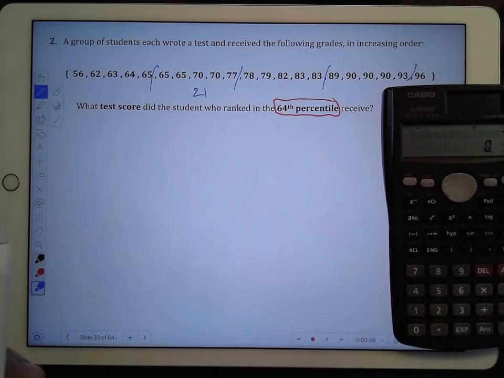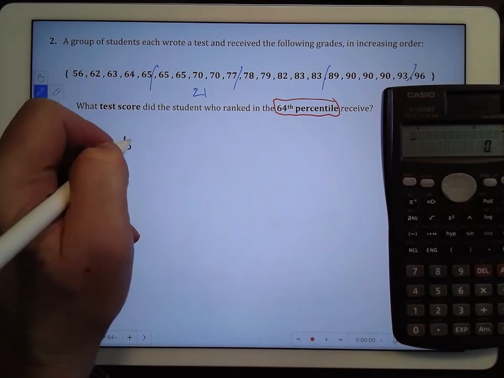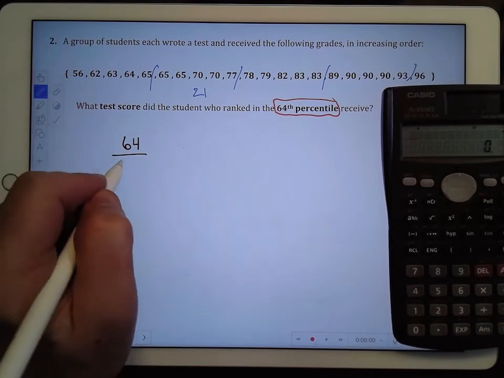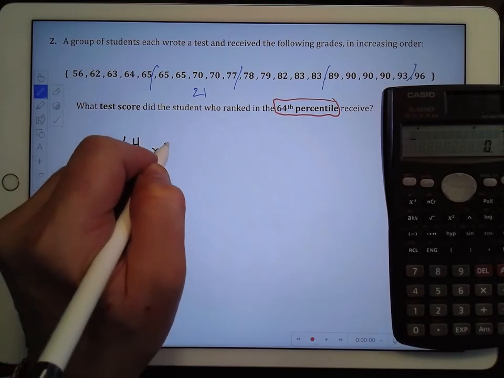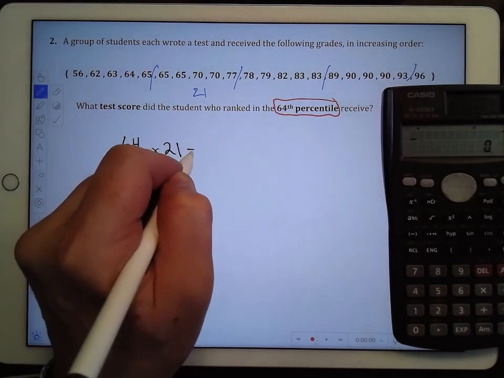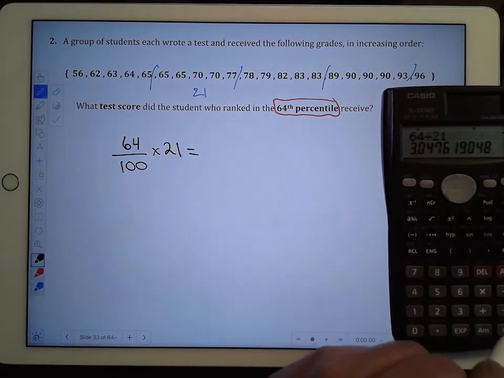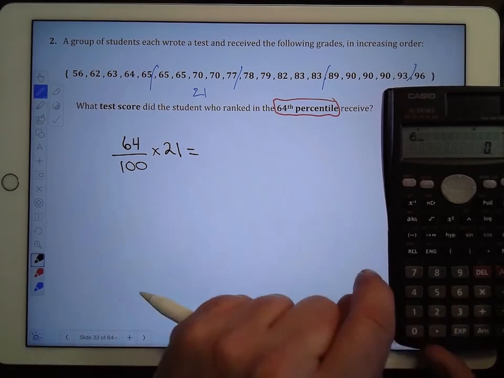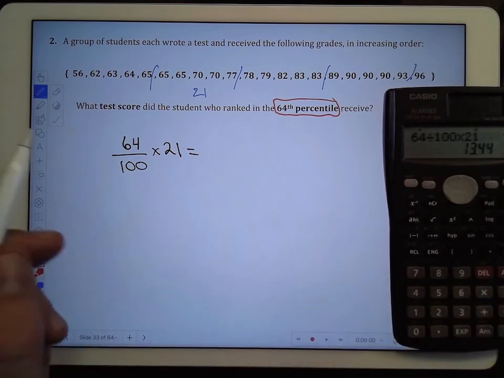So we're going to find who it is that beat or tied 64% of everybody else by following the little system that we use, and it's pretty straightforward. You take your percentile, 64, you divide that by 100, and then you times that by the number of points in the distribution, 21. And we'll see what we get when we do that. 64 divided by 100 times 21 is equal to 13.44.